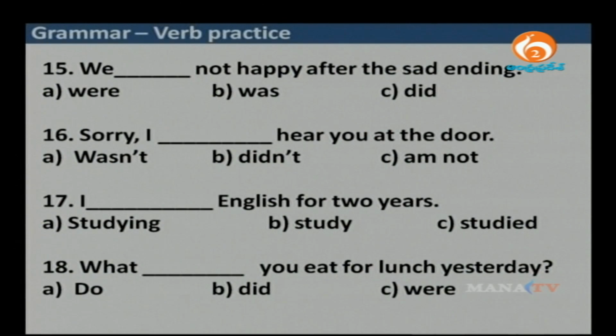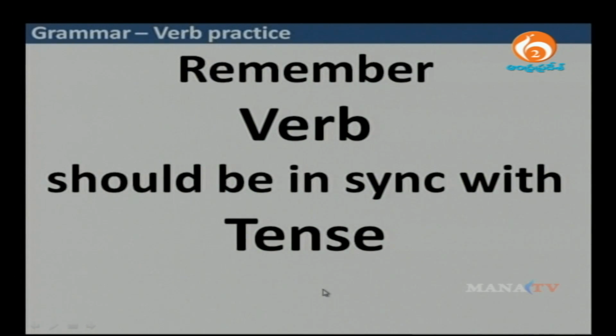So question number 17, I dash English for 2 years. I studied English for 2 years. Question number 18, what dash you eat for lunch every day? What do you eat for lunch? If it's every day, it's do. Since this is yesterday, what did you eat for lunch yesterday? Because this is past tense, it will be did. All right. So please remember the verb should be in sync with the tense. In case the action has already taken place in the past, the verb should have a past tense form.